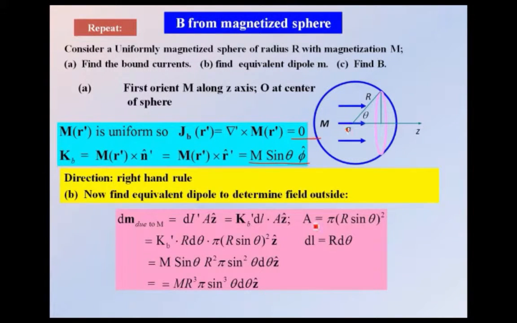I won't go through the final result, but what we did is that we used that bound current density to find a magnetic moment due to the magnetized material.